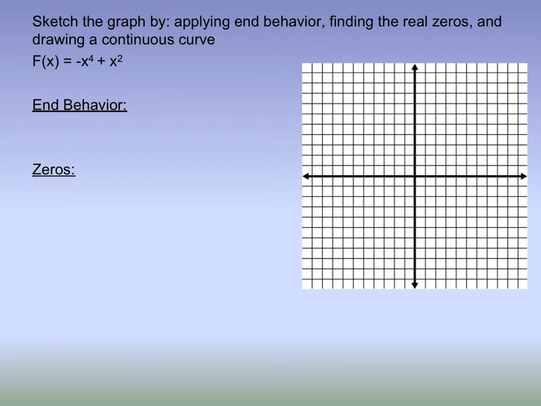All right, we're going to go ahead and sketch the graph of our function, and we're going to do that by applying our end behavior, which is using the leading coefficient test. And then we're going to find the real zeros by factoring and finally draw a continuous curve through the information that we have. So for our starting function, we have negative x to the fourth plus x squared. For my end behavior, using my negative x to the fourth, I notice that I have a negative coefficient and an even degree, which tells me that on the left, my function is going to fall, and on the right, my function is going to fall.